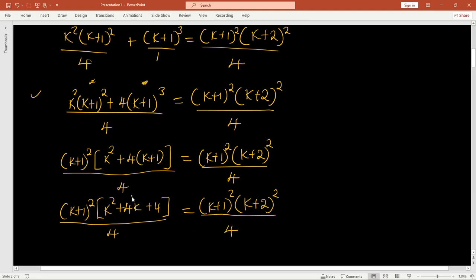Now, the expression in this bigger bracket on the left hand side is a quadratic, so you can try to factorize it. We have k squared plus 4k plus 4. Our product in this case is 4 and our sum is 4. So two numbers we can multiply to get 4 and add to get 4 again are 2 and 2. So this becomes k squared plus 2k plus 2k plus 4.